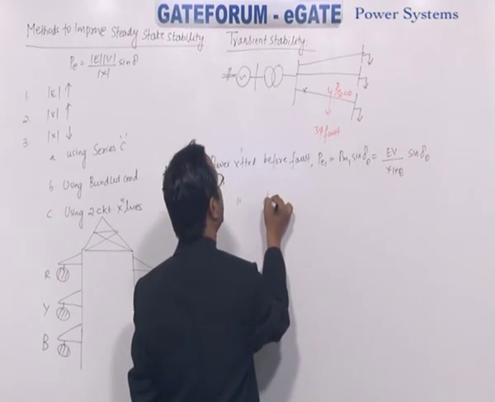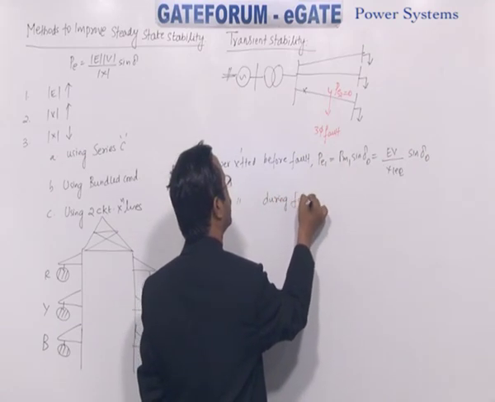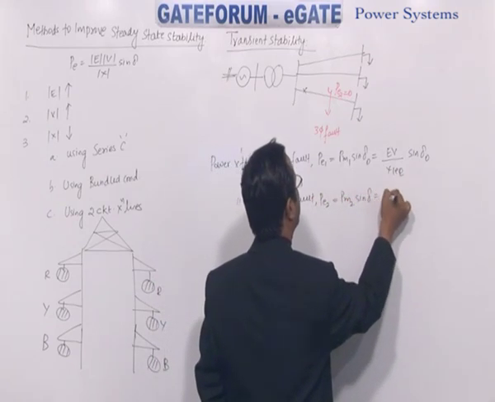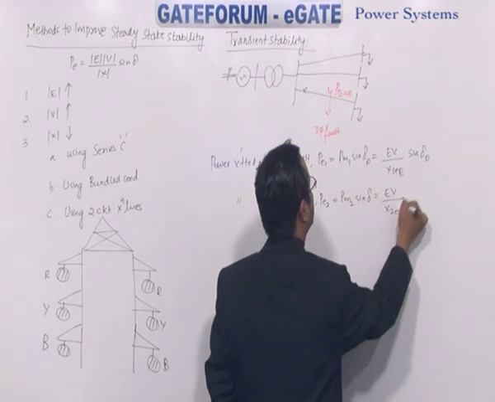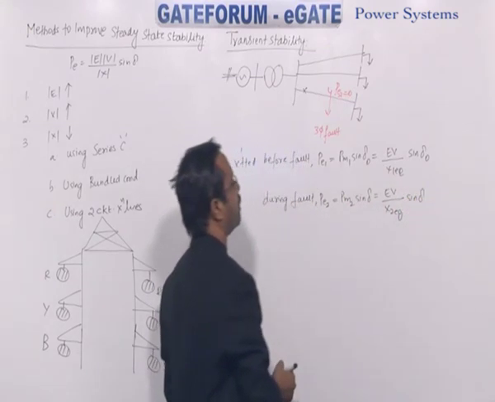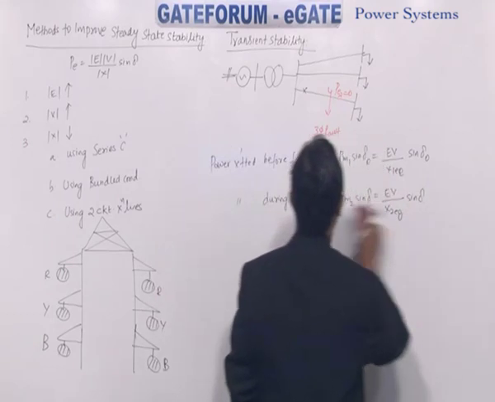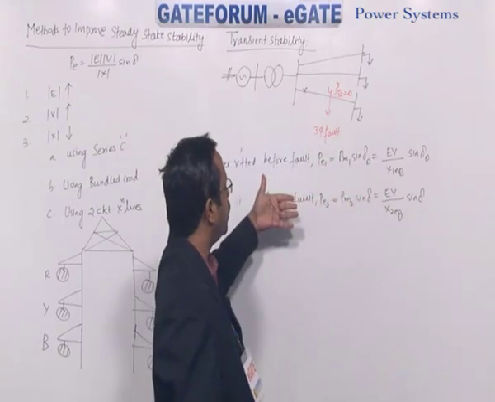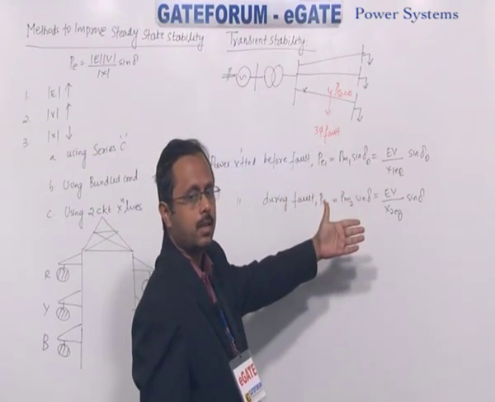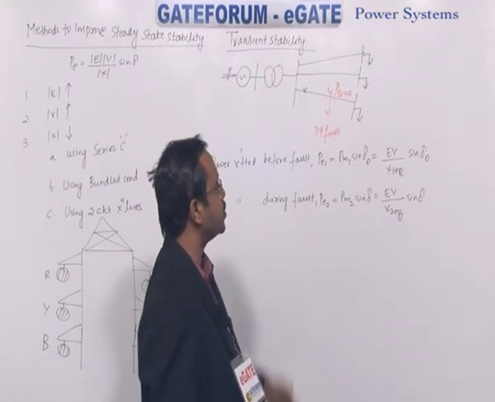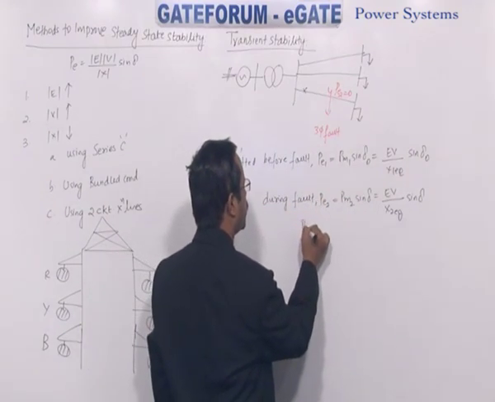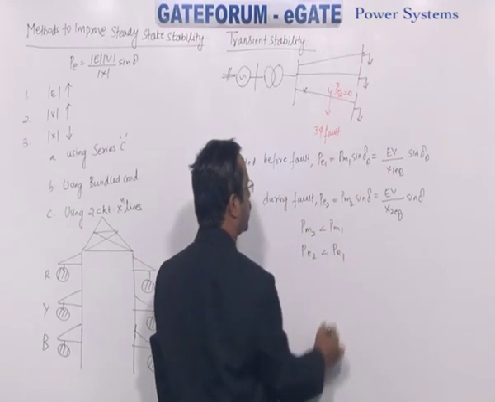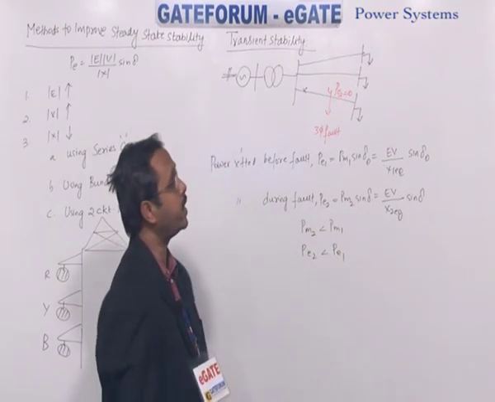Next is the power transmitted during fault. PE2, how do you write? PM2 sin delta, which is EV by X2 equivalent sin delta. What is X1 equivalent? The equivalent transfer reactance before fault. What is X2 equivalent? Equivalent transfer reactance during fault. So during fault, power transmitted will be less. So you write PM2 or PE2 less than PM1 or PE1.